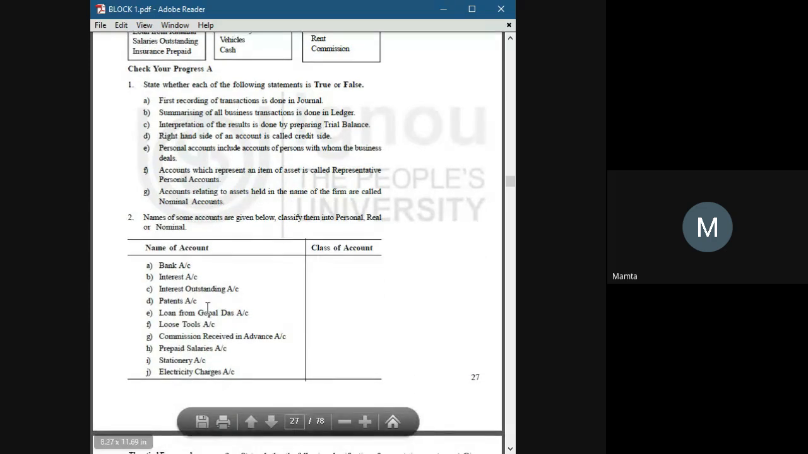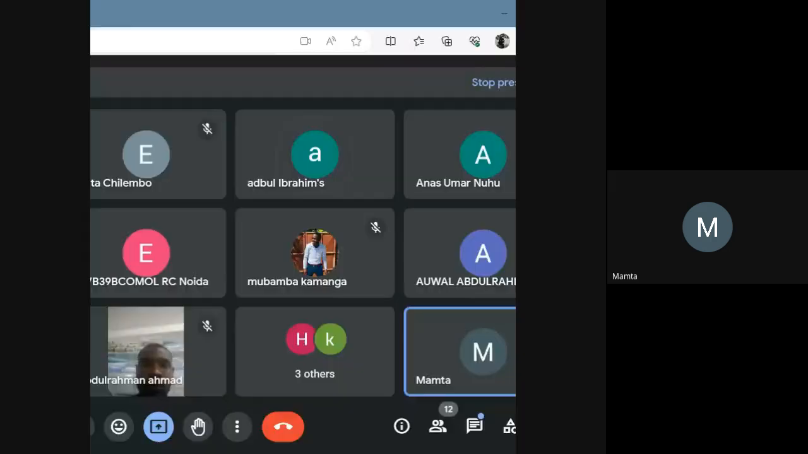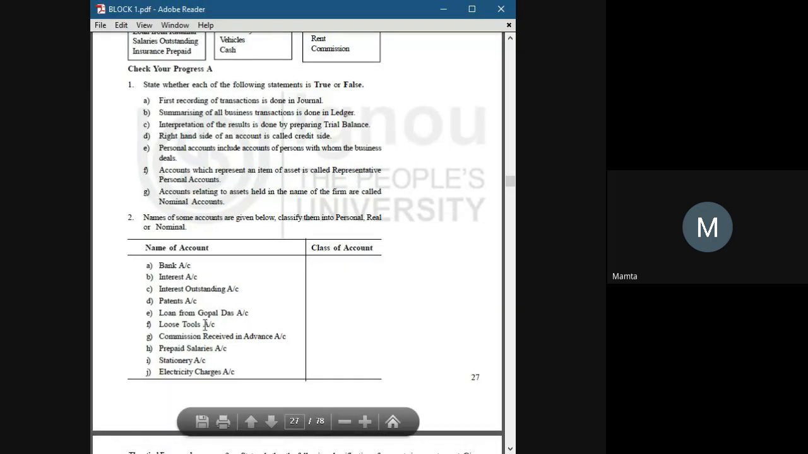Let's do this exercise. I'm asking, you will tell me. Bank account. In which class of account will it come? Anyone? Personal account. Very good. Interest account. Nominal account. Great.